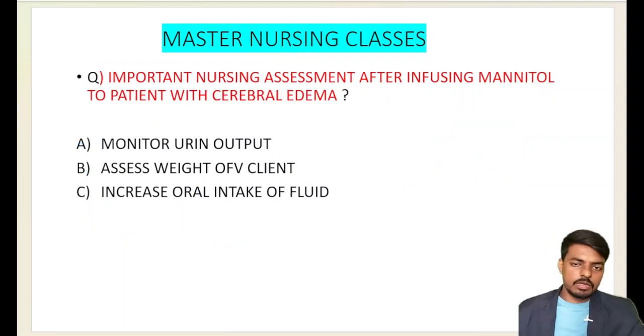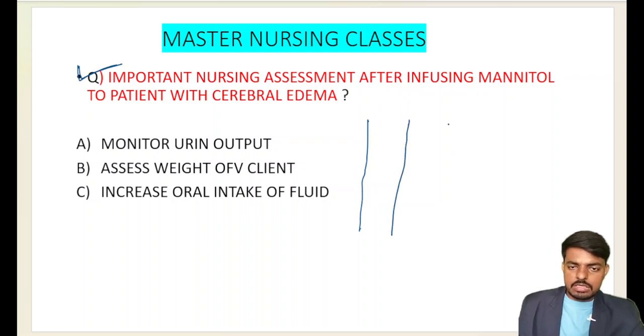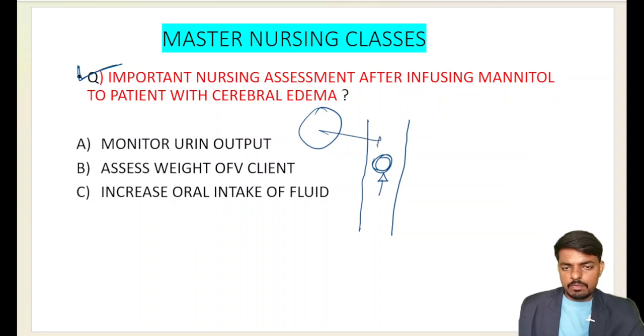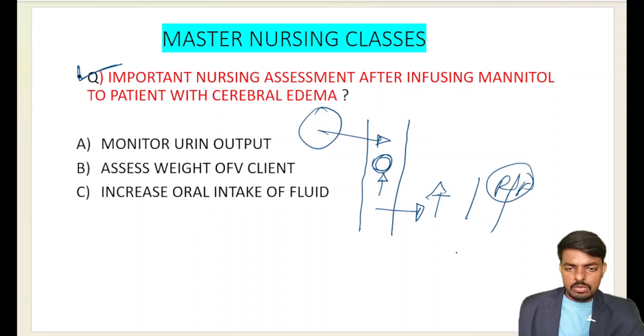Important nursing assessment after the infusion of mannitol to the patient with cerebral edema. I have explained this in my head injury topic. The medication of choice to decrease the intracranial pressure is our hyperosmotic injection, that is mannitol 20%. This is the brain cell. When we infuse mannitol, it is hyperosmotic, meaning increased concentration, which pulls the fluid from the cerebral cells into the vessels. This increases the intravascular volume, which increases the renal flow and increases the urine output.